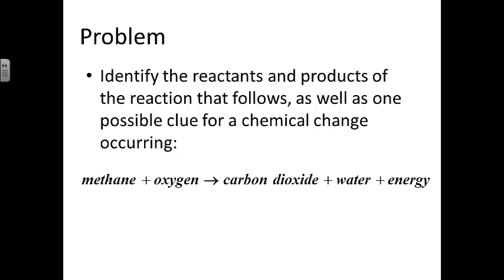Can you identify the reactants and products of the reaction that follows? Also, let's figure out one possible clue for a chemical change having occurred. As we look at this, I have two reactants. Those reactants are found on the left side of that arrow because the arrow is pointing away from them. So they are reacting to produce something. So methane and oxygen are both reactants. What's being produced? Well, the products are being produced. What are the products? Carbon dioxide, water, and even energy.